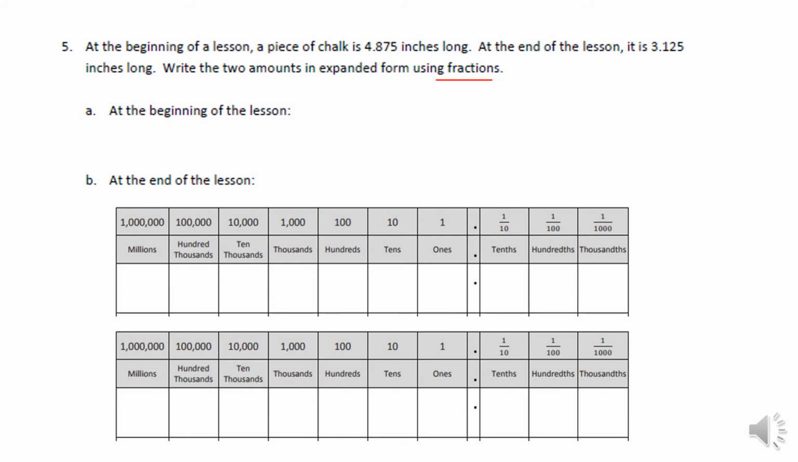First thing I'm going to do is place the first number in my place value chart. So let's see, 4 is in the ones place, the 8 is in the tenths, the 7 is in hundredths, and the 5 is in the thousandths. And that's going to help me go in expanded form now, because I'm going to start off with my 4 times the place value, which is 1, plus my next place value is 8, so I'm going to go 8 times the place value, which is 1/10.